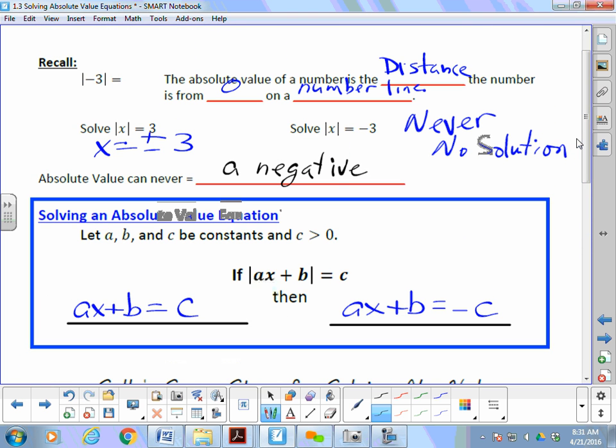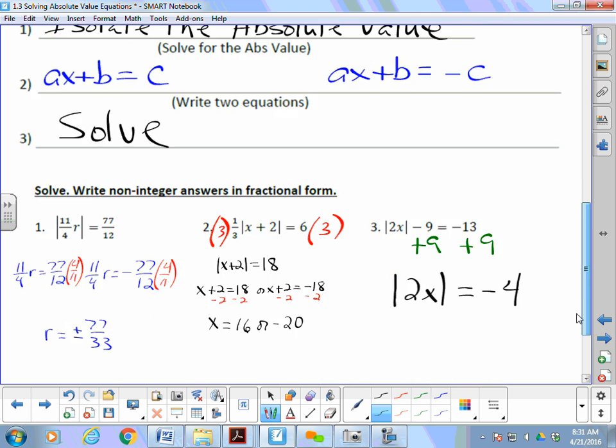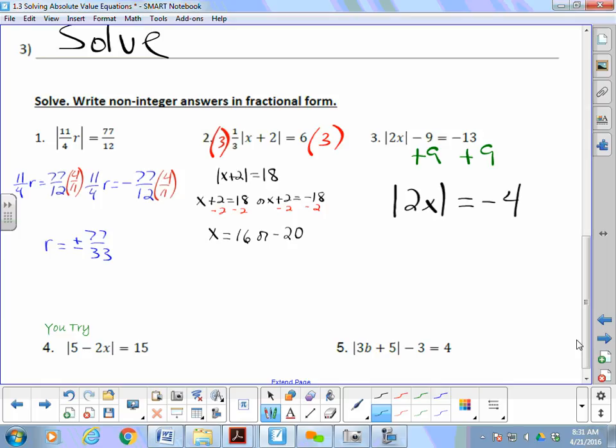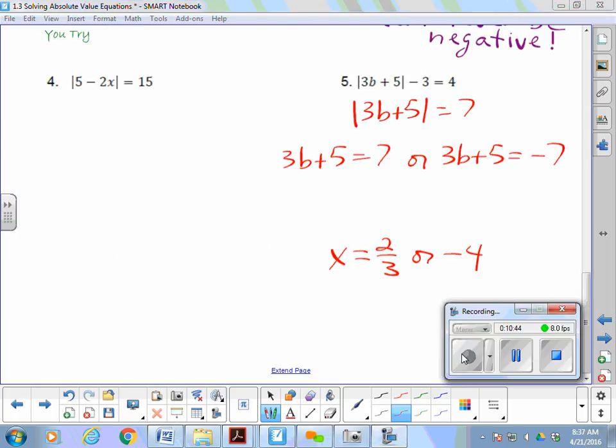When does that happen? Absolute value can never equal a negative number. So, what is the answer to number 3? No solution. Don't do the work. Okay? No solution. Okay? You do.